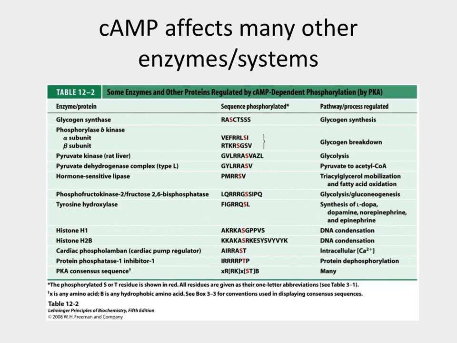Some things get upregulated and some things get downregulated. So if you're running from a bear, you're not going to want to make more glycogen. You want to break it down, so you're going to actually downregulate that one.